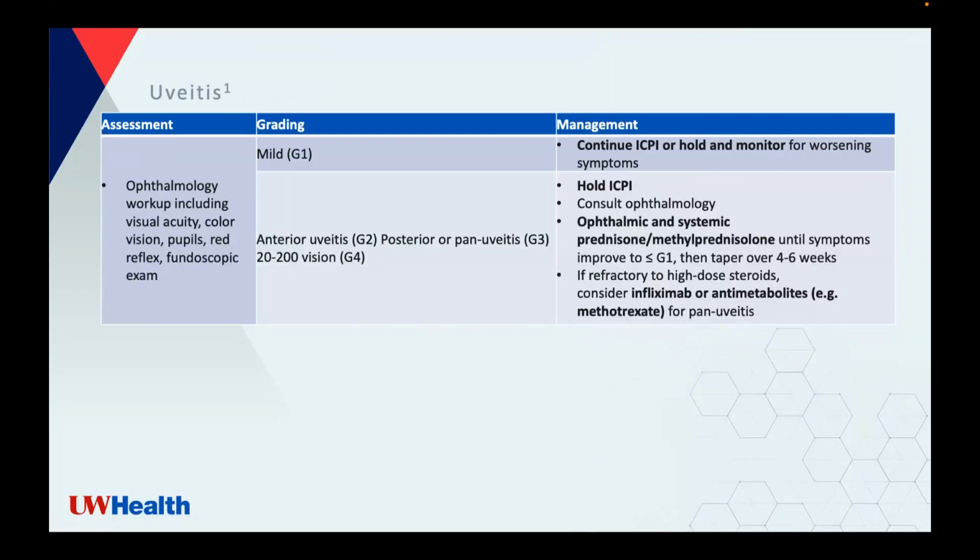So for uveitis in mild cases, we would like to continue the ICPI, or we can hold and monitor for worsening symptoms and see how it progresses. For more severe cases, we would want to hold the ICPI and consult ophthalmology, and under their guidance, start ophthalmic and systemic steroids until symptoms improve and taper over 4 to 6 weeks. If they have really refractory symptoms, we can consider some of the more extreme treatments, infliximab or methotrexate.